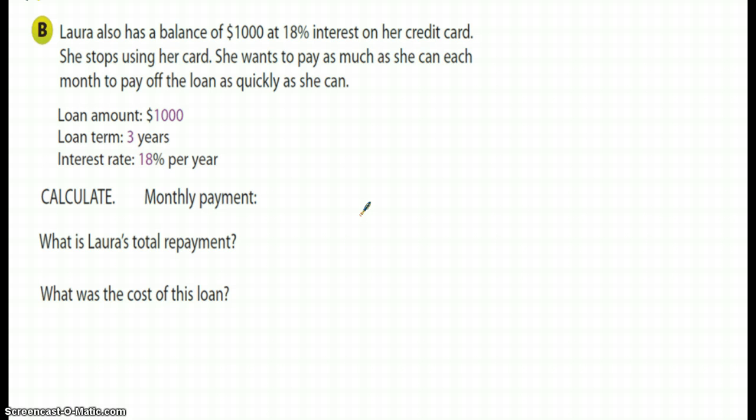All right, hopefully you've already looked at Laura's assessment. Laura had a balance of $1,000 at 18% on her card, and she stopped using her card. She wants to pay as much as she can each month to pay off the loan. She decided she's going to take 3 years to do it, same $1,000, same interest rate, and we want to know what her total repayment is.